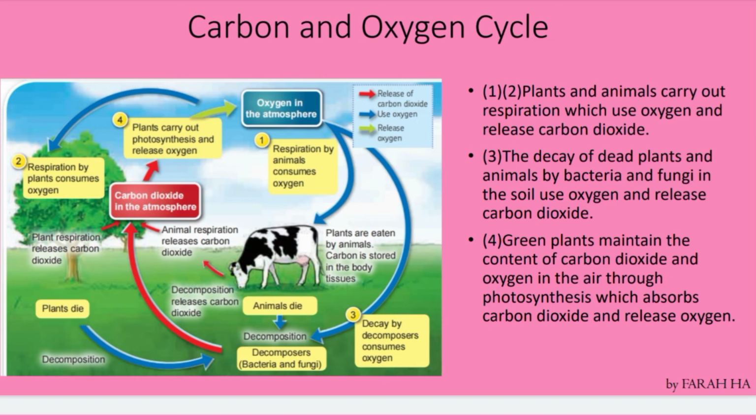So basically, this is the cycle where oxygen and carbon dioxide gases are exchanged. For respiration, animals and plants use oxygen and release carbon dioxide, and plants use carbon dioxide for photosynthesis and release back the oxygen. Same goes to decomposers. They use oxygen for the decomposition process and release back the carbon dioxide to the atmosphere.